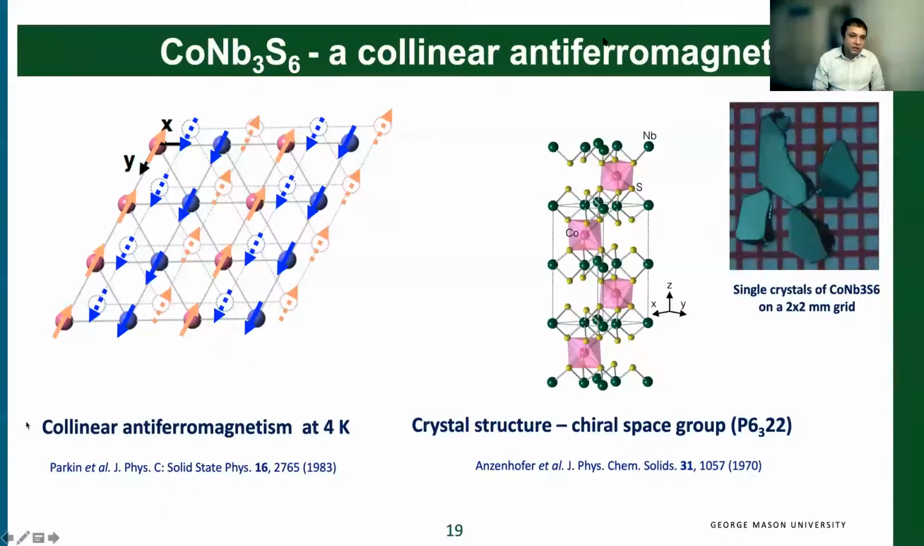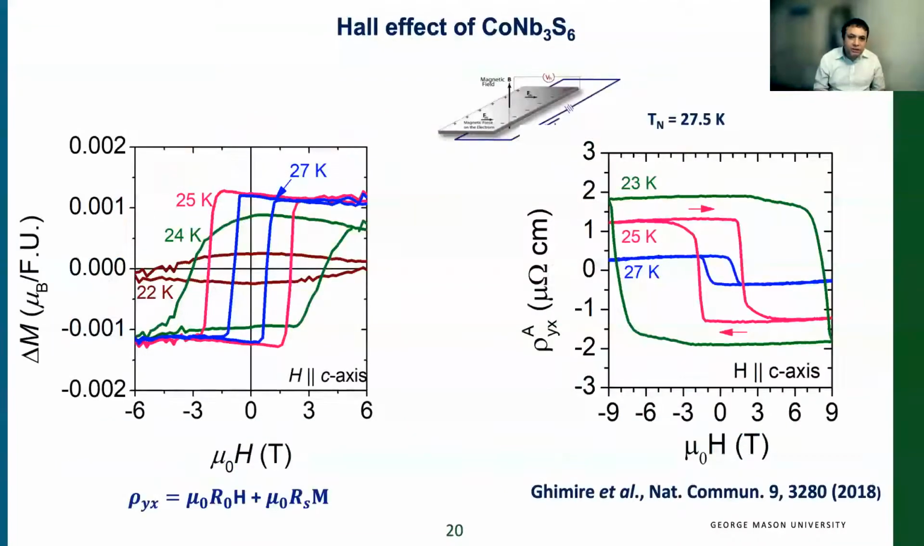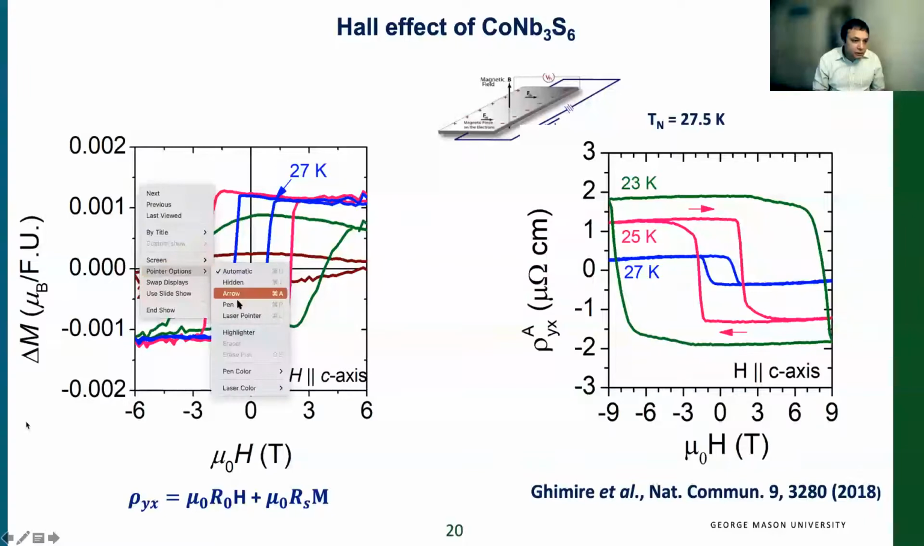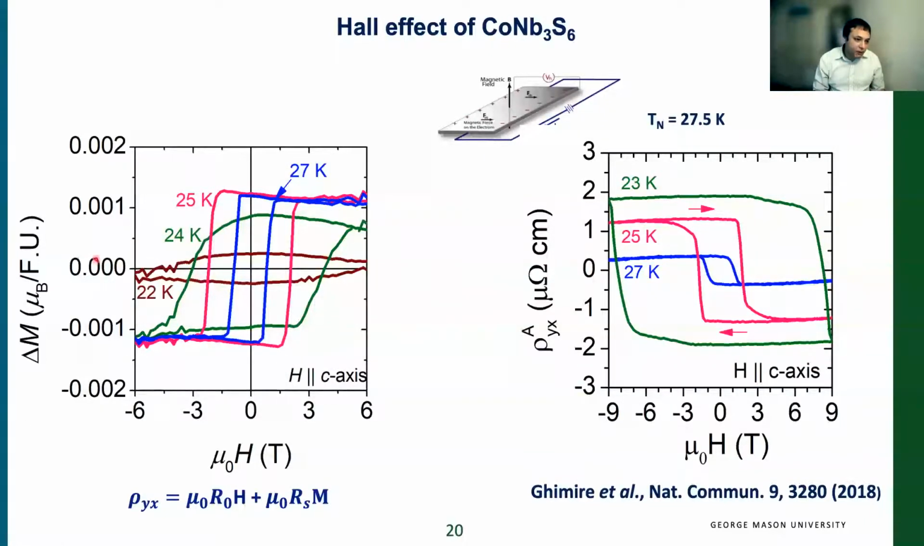So this is a compound that has a collinear antiferromagnetic state, and in a collinear antiferromagnetic state, an anomalous Hall effect is not expected. But when we measure the anomalous Hall effect, this is the magnetization. It has a very, very small magnetization. If I compare it with a known ferromagnet, which is iron, this value is almost 1,000 times smaller than what you get in iron.